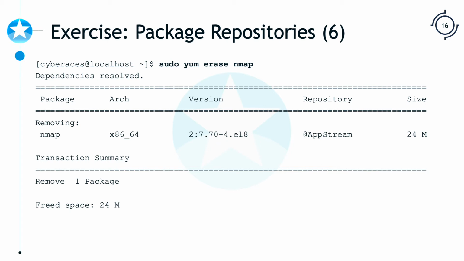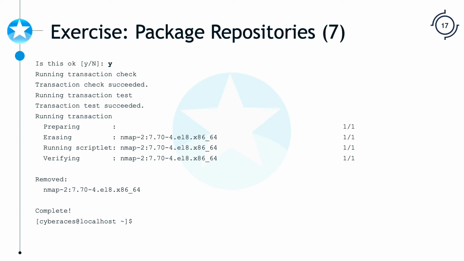So now let's clean up. Let's remove nmap. So let's use sudo yum erase nmap. We'll see nmap here, the size. We will see the prompt. Is this what we actually want to do? We can simply hit yes here to uninstall nmap.